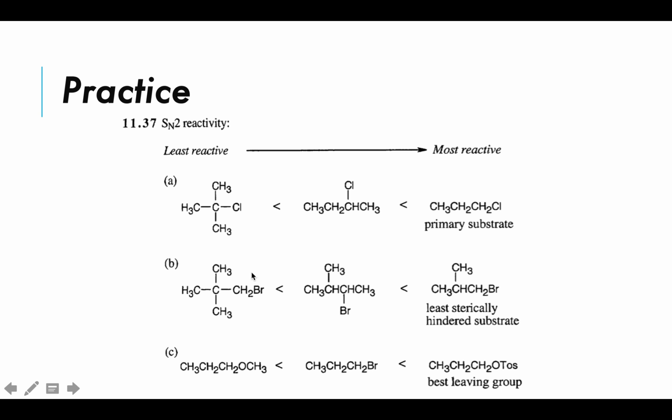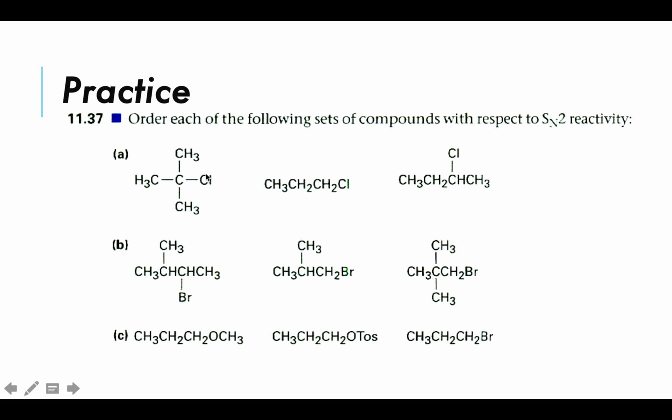Let's look at A. A has 3 different kinds of chloroalkanes, okay? So you have a tertiary chloride, a primary chloride, and a secondary chloride. So SN2 is a backside attack. So something that's tertiary should be unreactive, and something that's primary should be more reactive. In fact, the methylic would be the best. So this would be the least reactive. So primary is the most reactive, and this is just the middle.